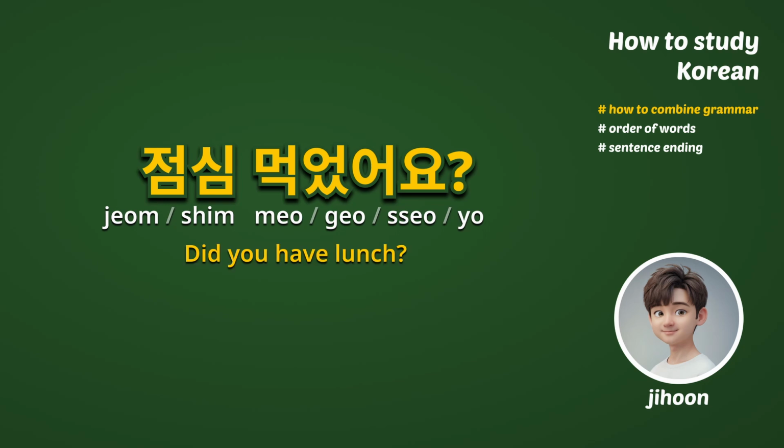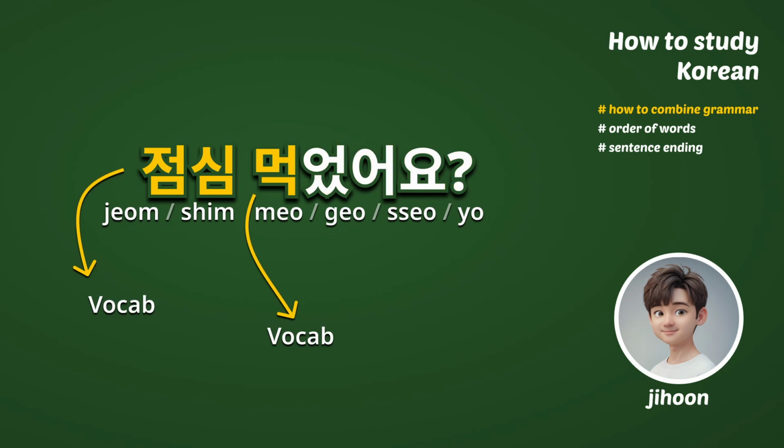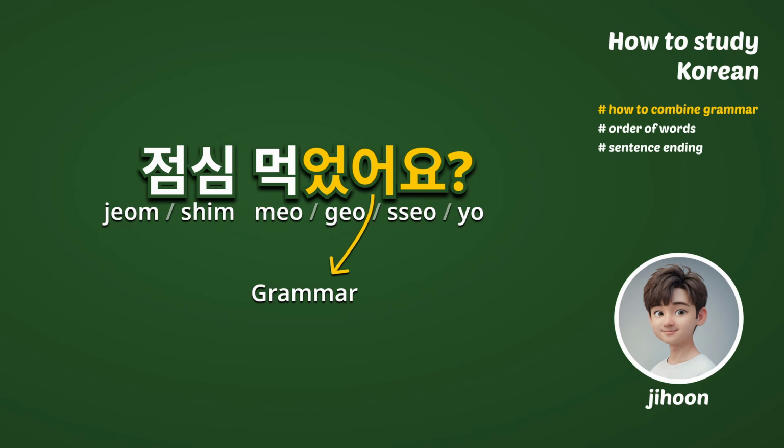And then if you want to understand the details of the sentence, try to find out which part of the sentence are the vocabularies and which part of the sentence are grammars. Then try to figure out the meaning, the forms and the combination rule of the grammar.